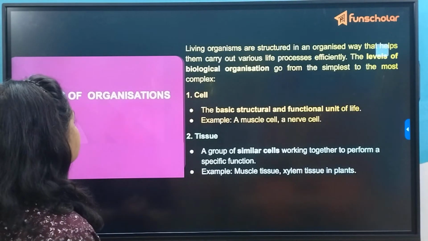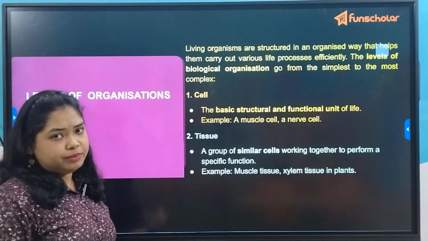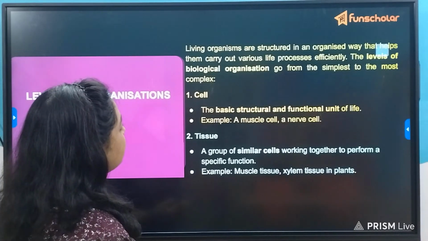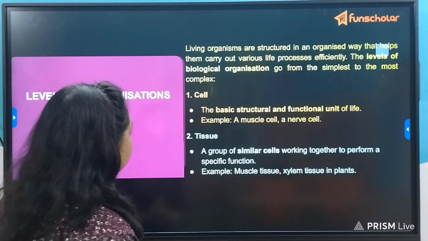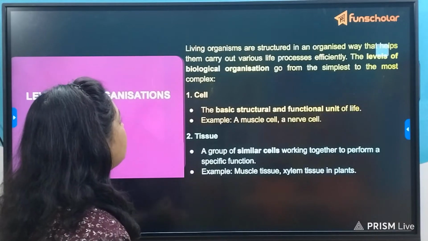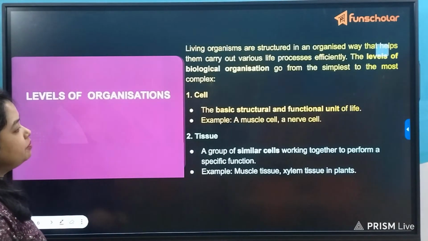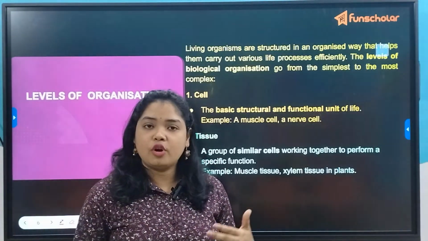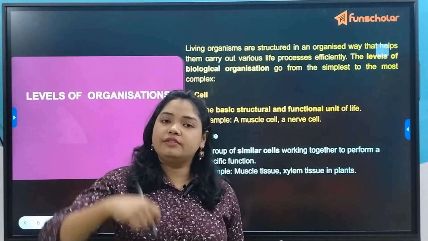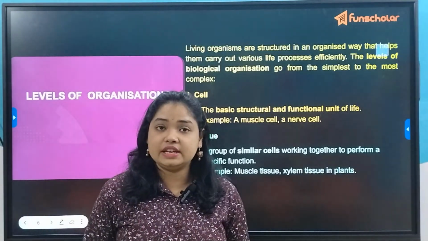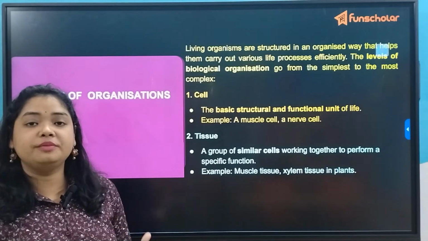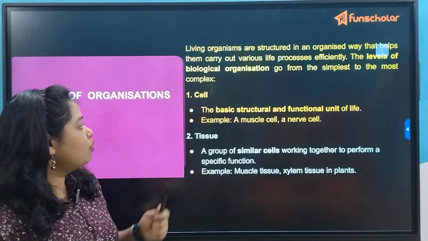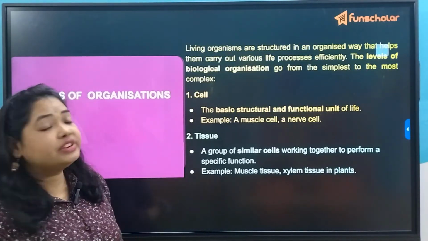Now, we will discuss each level one by one briefly. Living organisms are structured in an organized way that helps them carry out various life processes efficiently. The levels of biological organization go from the simplest to the most complex level. Definitely, as we go above from the cell level to the level of the biosphere, the complexity and the features become more and more complicated, and that is why we have to study from the first level.